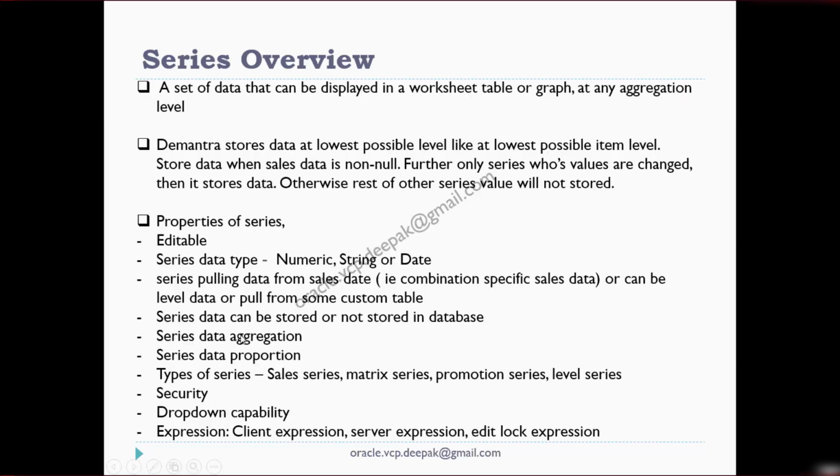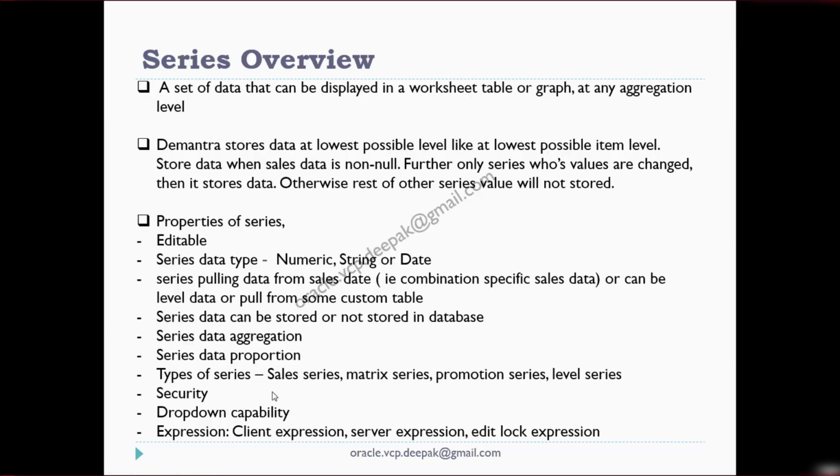So the series data can be stored or cannot be stored. This is what we have seen. The series data can be aggregated, and it also does the proportion. As we understood, the series value will be stored at the lowest level. So when you aggregate the data at the business group level, the aggregation will be done. At that aggregated level, if somebody makes changes, it has to be stored at the lowest level, so it will proportion that particular number down to the lowest level. So it does the aggregation, and it does the proportion.